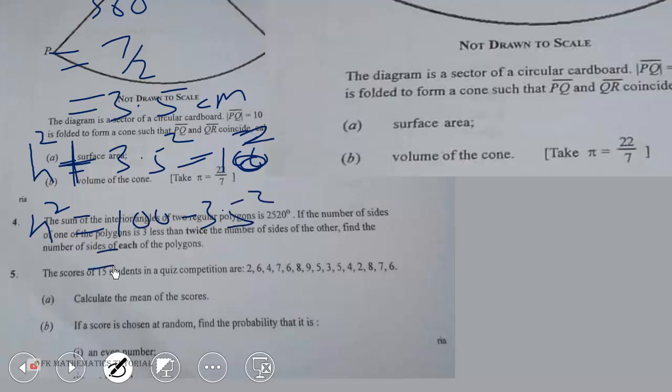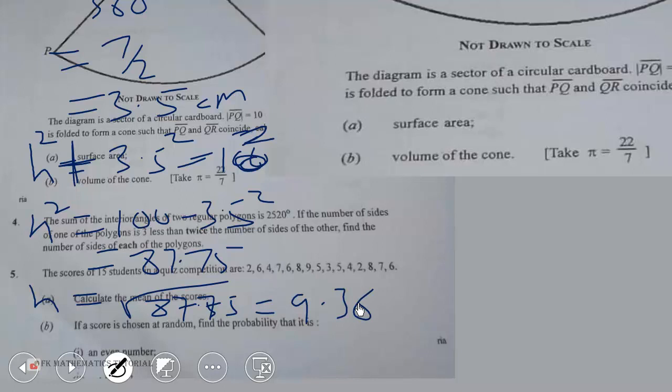So this will give us 87.75. So the height will be equal to square root of 87.75. And this is giving us 9.3675.